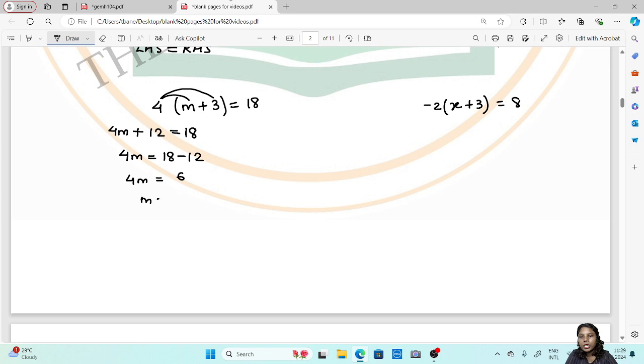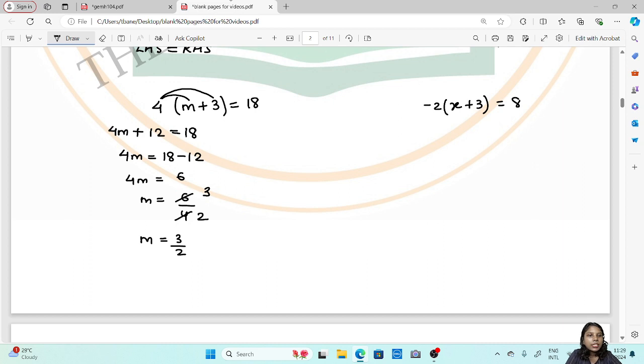So m will be equal to 6 divided by 4. Two 2s are 4, and 2 3s are 6. So our value of m here is 3 upon 2. It is a fraction. Now let's do this one.